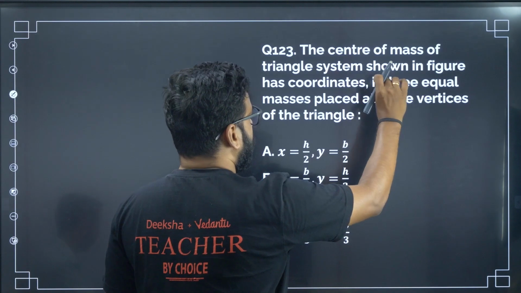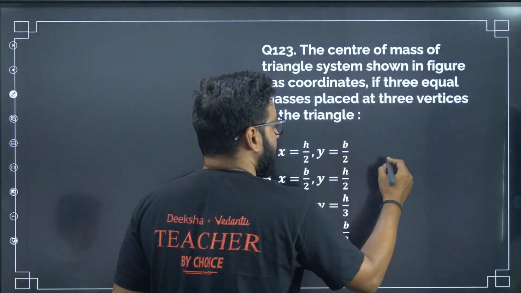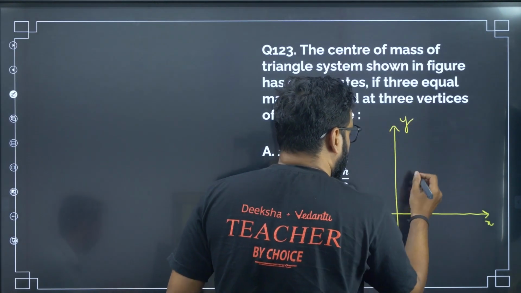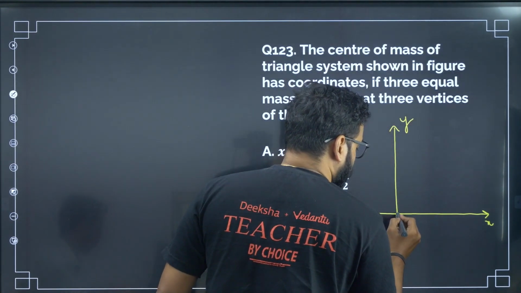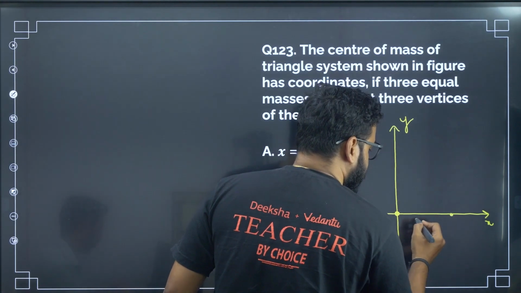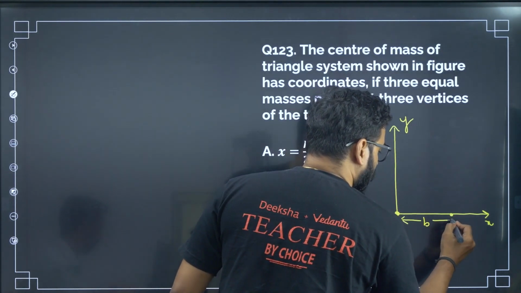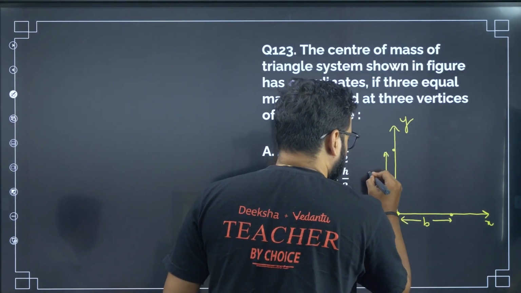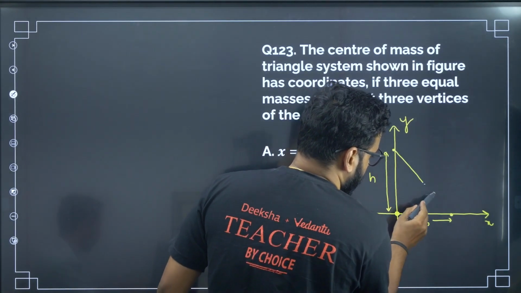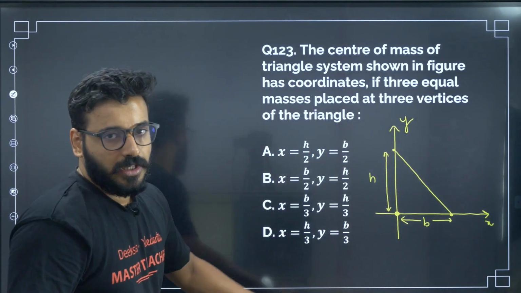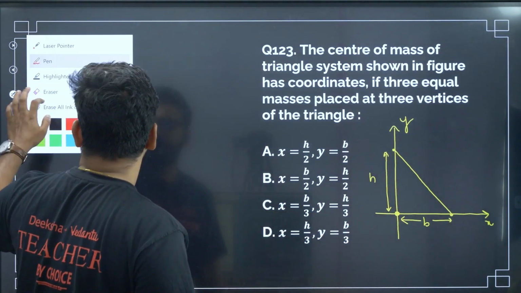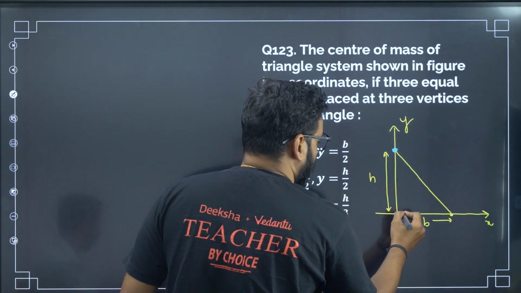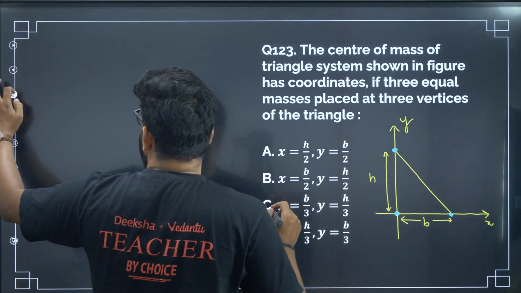If three equal masses are placed at three vertices, so we have x, y, and you have masses, one at the origin, one at a distance b from the origin on the x-axis, and the other at a distance h from the origin on the y-axis. So this is the triangular system that we are talking about. All right, three masses. They are all identical, the same mass m.